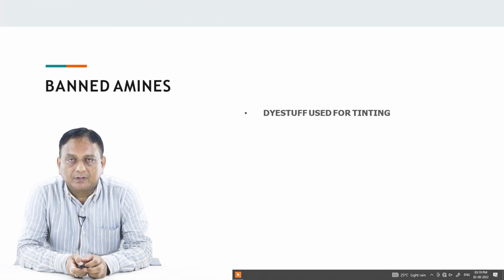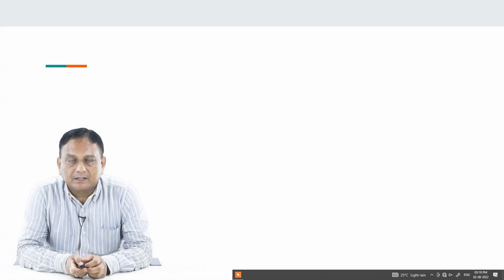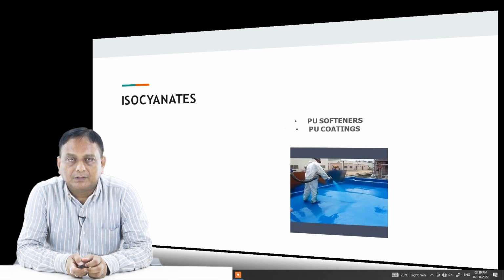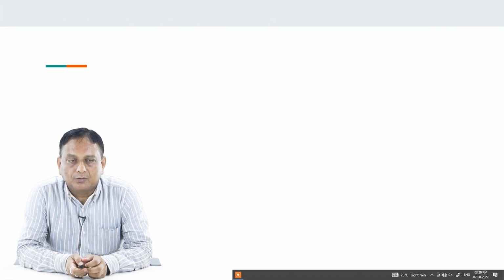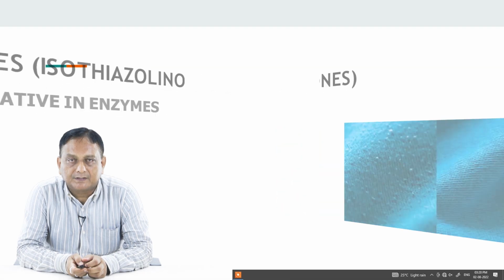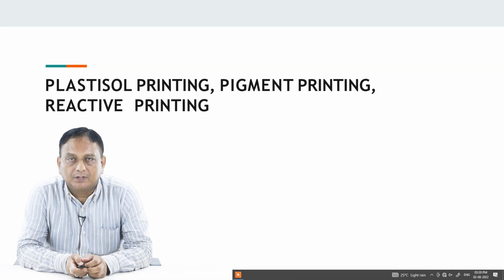Banned amines are used for the tinting purpose, in the over-dyeing purpose in the garment unit. So those are the areas where this MRSL can be found. Isocyanates are used for softening, okay, coatings of the garment in different forms. So that should be controlled in this process. Biocides again are used for the enzymes, as we have already discussed, this kind of thing in the garment washing unit or processing unit.